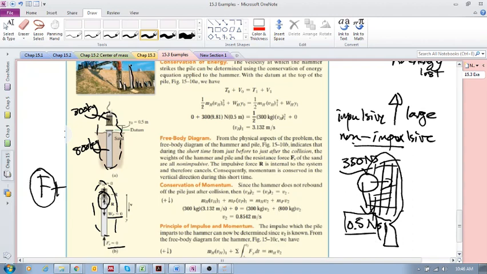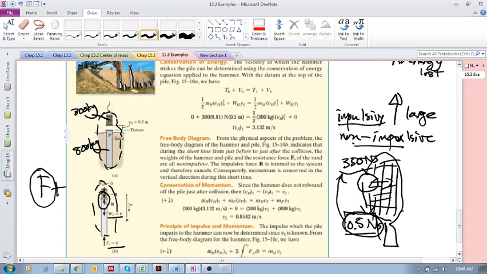So you can see 10, 20, almost 100 times, well, just less than 100 times larger. Okay? If this was 500, it would be 100 times larger. But can you see the idea? This is a non-impulsive force, and this impulse between the tennis ball and the tennis racket is an impulsive force.